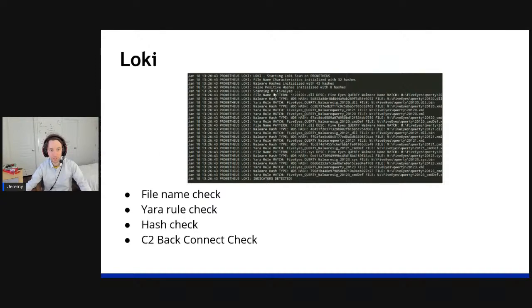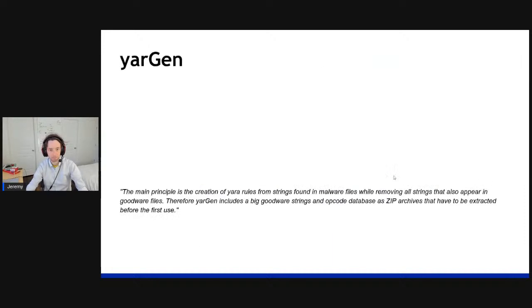This is what it looks like when Loki runs. It starts up here, and then it starts saying that it has found malware hash type. It's started finding matches: Yara rule match, malware hash type. And then at the end, it just says indicators detected, and it tells you where those files are.